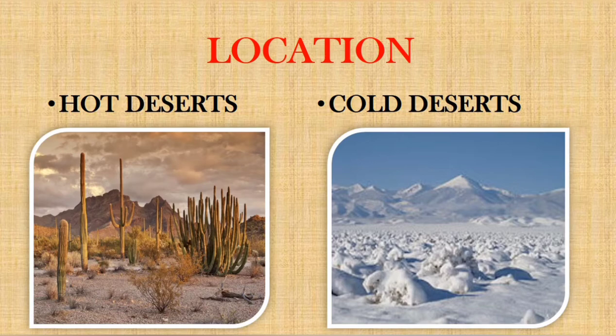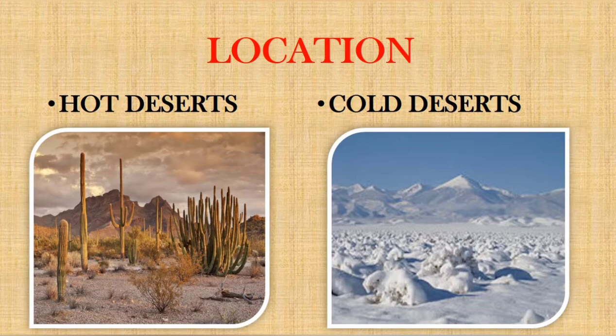A large part of the hot desert is covered by sand dunes. Sand dunes are formed by the winds that blow across the desert region. Clear?